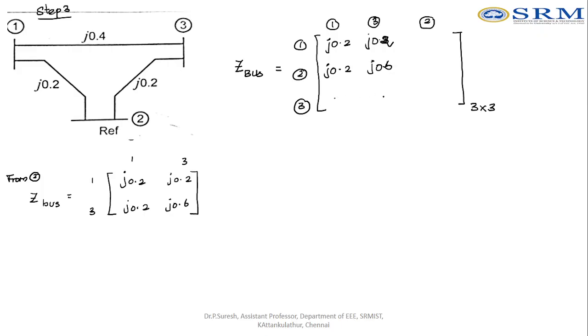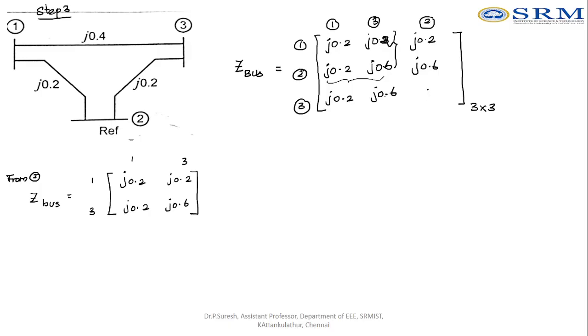But also these elements we have to fill. So the third row, these two values should be taken from the previous column. Simply write the values here, J0.2. These two values should be written here. This column should be written here. Similarly, the latest row should be written here. So J0.2, and here it is also J0.6.